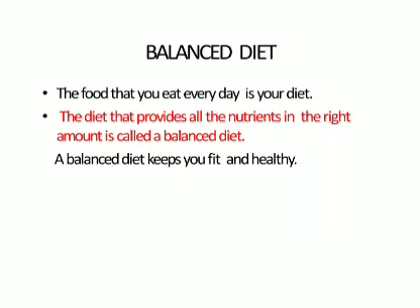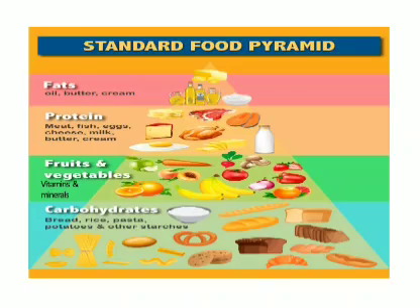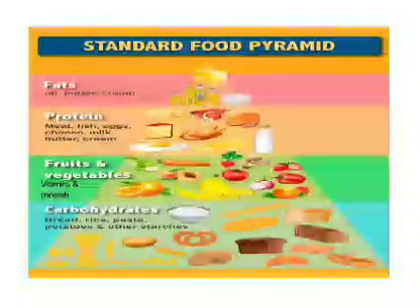Next, we are going to discuss balanced diet. The food that you eat every day is your diet. The diet that provides all the nutrients in the right amount is called a balanced diet. You have to ensure that you are taking a balanced diet every day. A balanced diet keeps you fit and healthy. Scientists use a food pyramid which shows how much of different types of food you should eat in a day for a correct balanced diet.